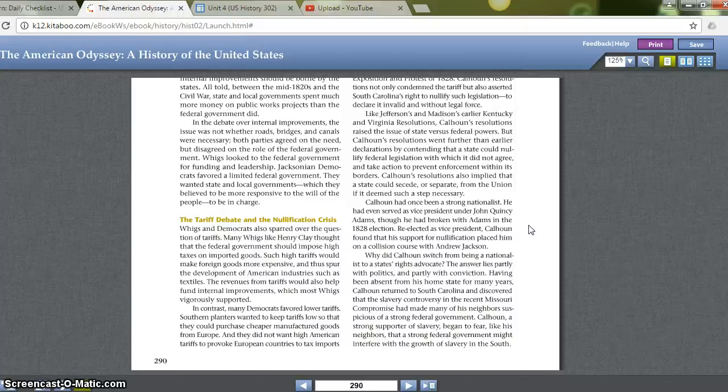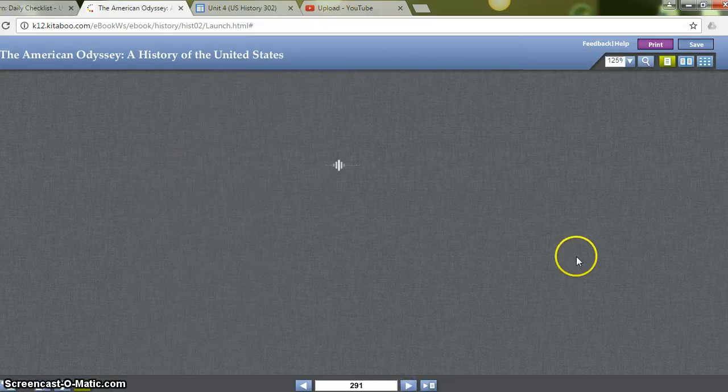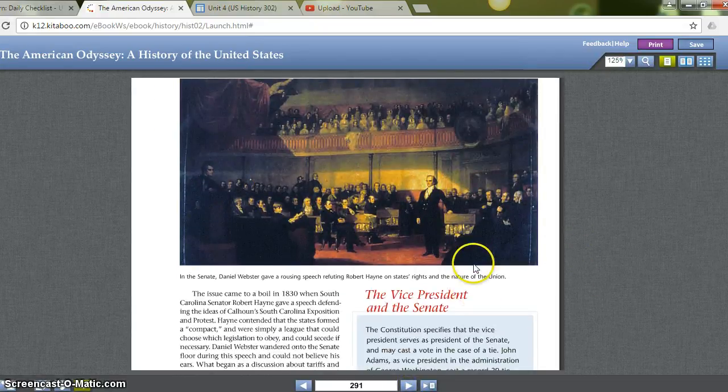Having been absent from his home state for many years, Calhoun returned to South Carolina and discovered that the slavery controversy in the recent Missouri Compromise had made many of his neighbors suspicious of a strong federal government. Calhoun, a strong supporter of slavery, began to fear, like his neighbors, that a strong federal government might interfere with the growth of slavery in the South.